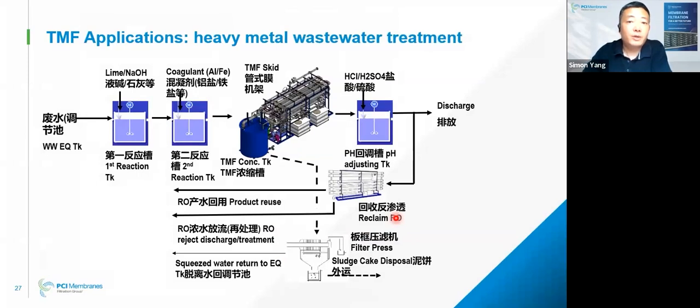This flow diagram shows how TMF is applied in a heavy metal wastewater treatment system. In fact, the process is quite similar for other types of wastewater treatment. Often the difference is just the chemical precipitation reaction mechanism.